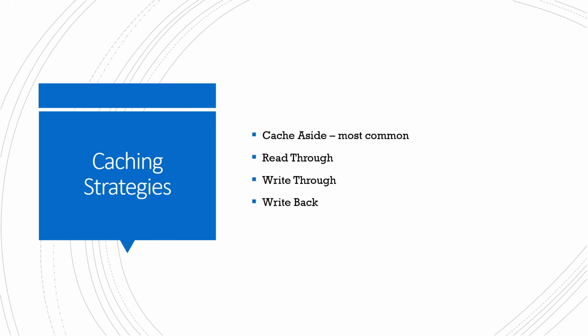The write back strategy involves writing data directly to the cache, which is very fast, but a side effect of that is that if your cache fails before it can write that data to your database, you have an issue with data loss. So that's kind of a riskier strategy, but if you really need to scale writes for some reason and consistency isn't essential, that's one way to do it.